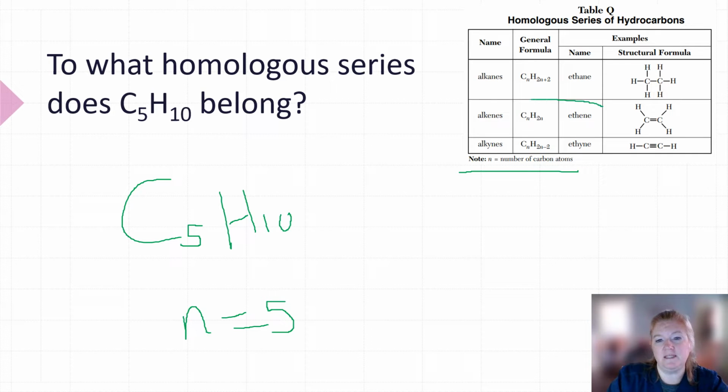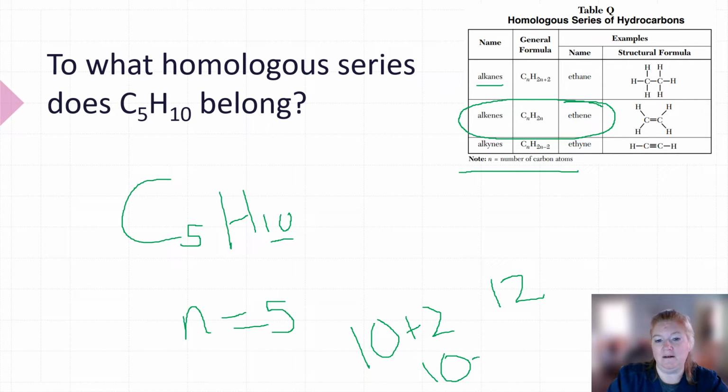If it is an alkene, I would just take the N and double it. So what is 5 doubled? 10. Is that how many hydrogens I have? Yes, and it's an alkene. If I had more than that, which would have been 12, it would be an alkane. If I had less than that, minus 2, it would have been 8, it would have been an alkyne.